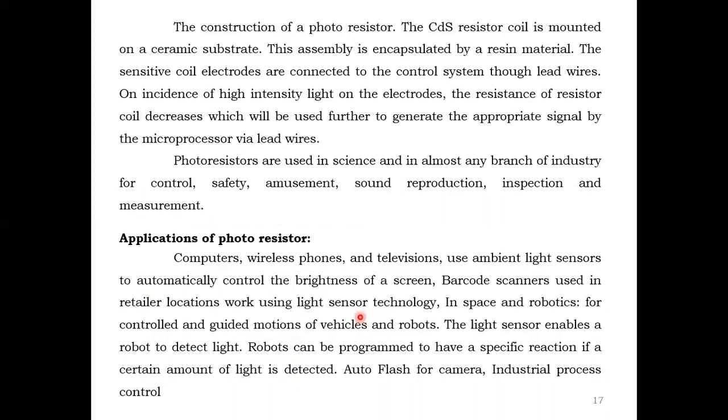Applications of the phototransistor: it is used in computers, wireless phones and televisions, with light sensors that automatically control the brightness of the screen. Barcode scanners used in retail locations work with light sensor technology. In auto flash for cameras and industrial process control, they are using the phototransistor to identify the photo intensity, that is light intensity.